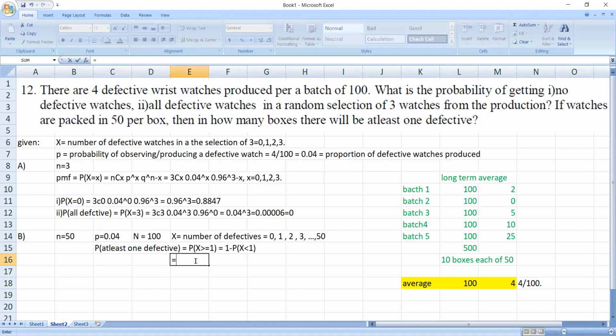I can write P of x greater than or equal to 1 as 1 minus P of x less than 1, and 1 minus P of x less than 1 is nothing but 1 minus P of x equal to 0. X less than 1 has only one possibility, that is x equal to 0. So we'll have this as 1 minus q to the power of n, or 1 minus 50C0 into p to the power of 0 into q to the power of n minus 0.